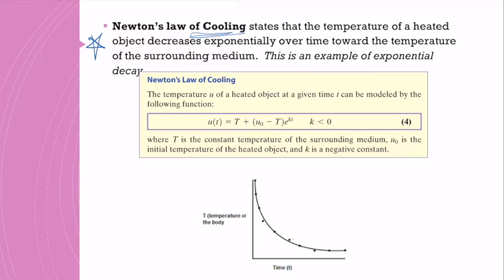But Newton's law of cooling is this: the temperature U of a heated object at a given time can be modeled by the following function. U of t equals T, which is the constant temperature, so that's like your room temperature, plus U naught, which is the initial temperature, minus T, times e to the kt, where k is a negative constant and t is our time. So here's an example of what exponential decay or cooling looks like.